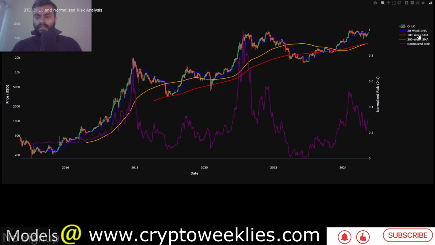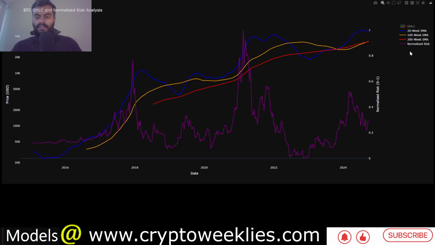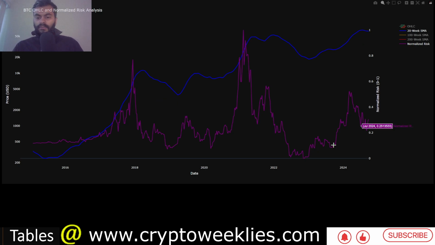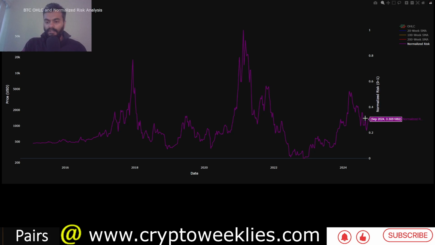Now that we have analyzed the candles, so these are the moving averages, the 20-week in blue, the 100-week in orange, and the 200-week in yellow. If we create a normalized risk chart for Bitcoin based on these averages, you would notice that right now, from March, when the risk was at around 0.52 based on these averages, right now we are at around 0.29 risk.